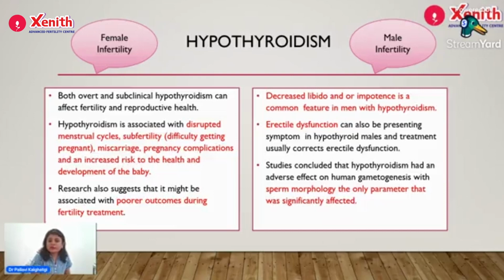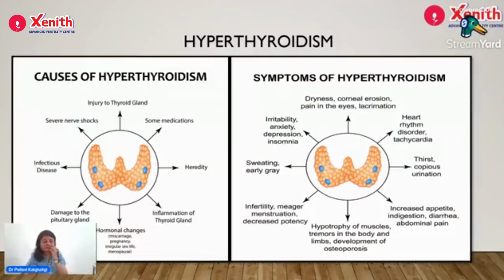So hypothyroidism is known to primarily affect the morphology, as in the structure of the sperm, and that is a very significant parameter that gets affected in hypothyroid men. So this is how it affects both male and female infertility.